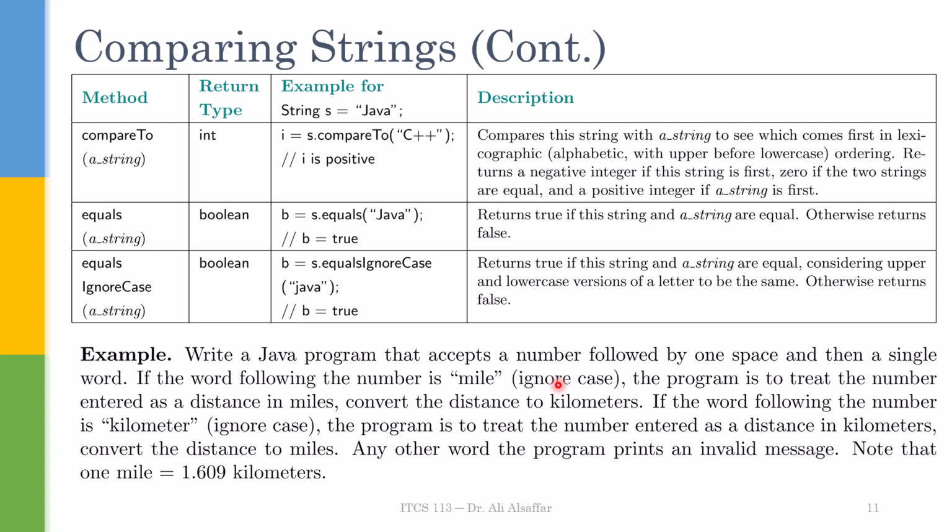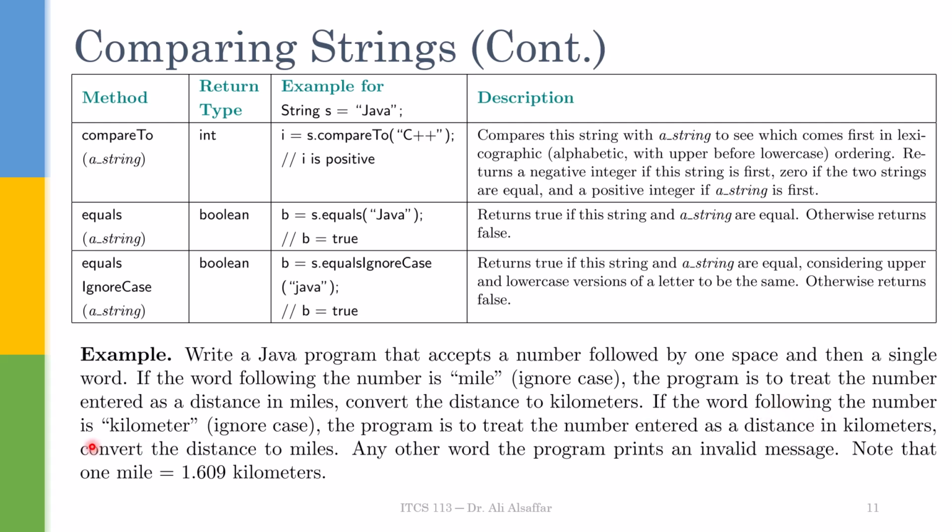If the word is mile, then the program is to treat the number entered as a distance in miles. Remember that the input is a number followed by the word mile. So if the input is 2.3 mile, then this 2.3 will be a distance in miles. So it's 2.3 miles. The program has to convert this distance to kilometers. So basically this program is a conversion program between miles and kilometers distance metrics.